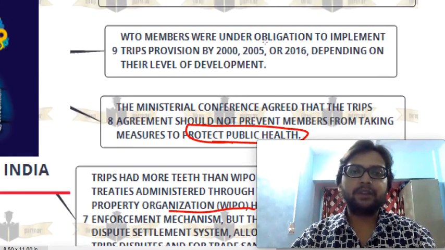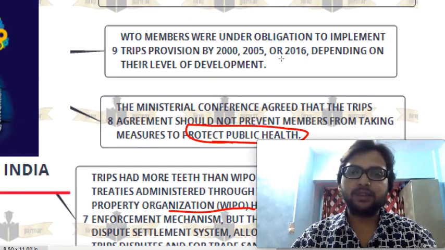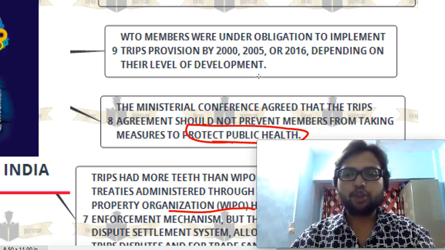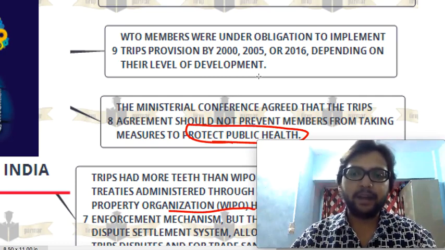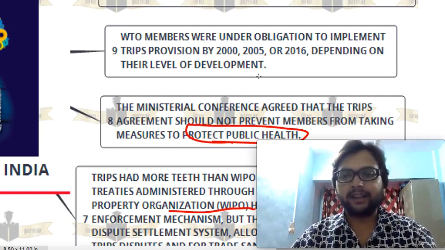WTO members were under obligation to implement TRIPS provisions by 2000, 2005 or 2016 depending on their level of development. So as you can see, in India, most intellectual property related rules were amended after 1995. For example, the Indian Patent Act was made in 1970, then amended in 1999. The same way, the Trademark Act was also amended in 1999.